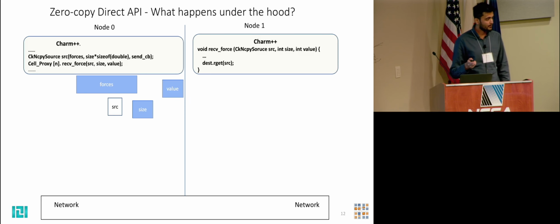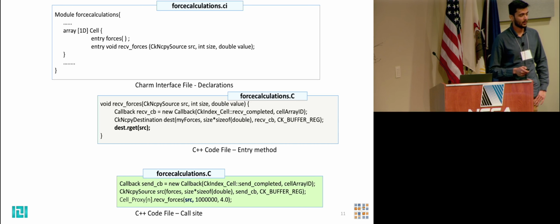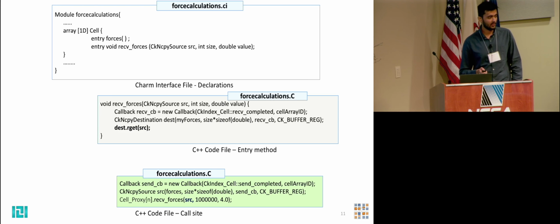You said this is for persistent. Yes, this is the more persistent. Then one time you may need to get that source, and then you can keep doing the rget as many times as you want. Yes. Different time steps. Exactly, yes.